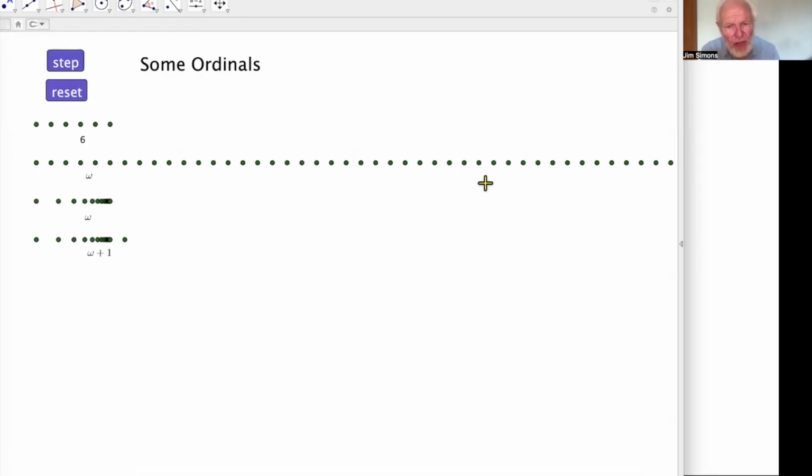The points are all arranged in a line. So for any two points, one of them is always to the left of the other. They're not scattered around all over the place. And the other defining characteristic is that however far you get along the line, there's always the next one. So that's true here. However far you get, there's always the next one. Here it's true as well. And once you've done all those, there's still the next one.